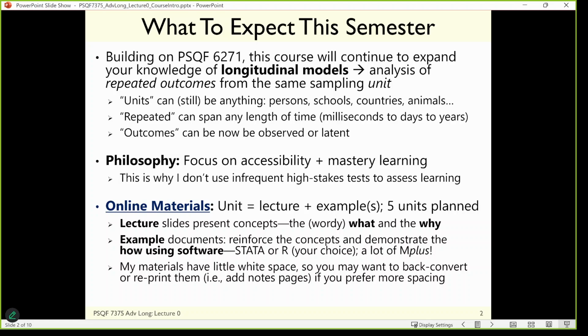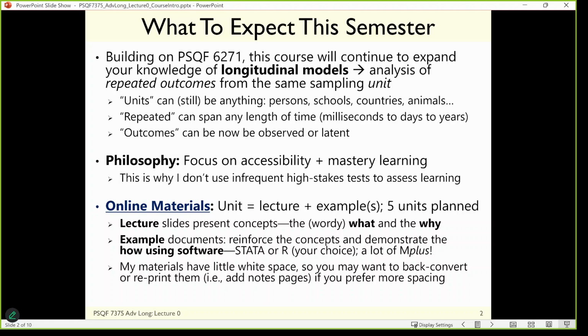And as folks have been complaining on the evaluations about how jam-packed my slides were, yes, I know, but that's a choice. One of the things you can do if you prefer more white space to take notes in is to reprint the PDF into portrait mode. That way, the slide is this much and then there's all the white space around it. That would give you more room to write things down.